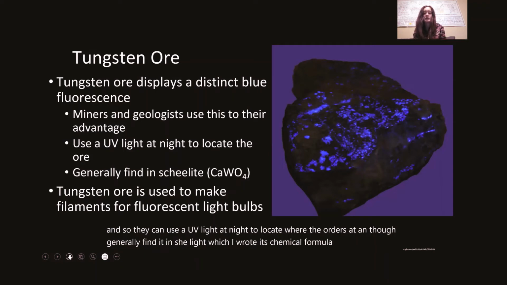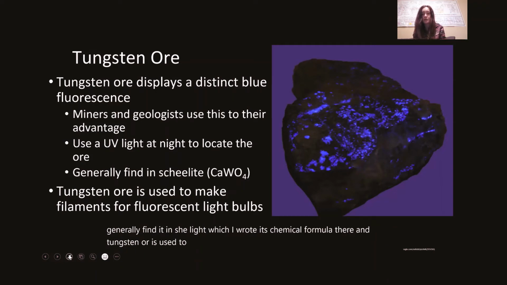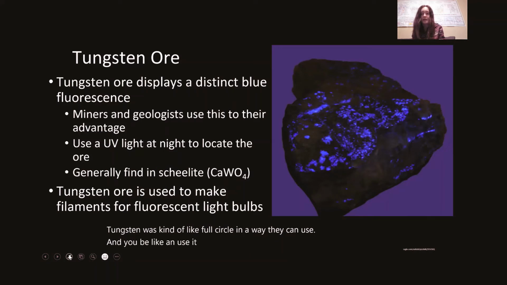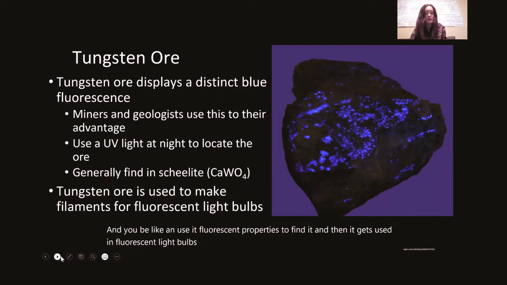And tungsten ore is used to make filaments for fluorescent light bulbs. So tungsten ore is kind of like full circle in a way. They can use UV light and use its fluorescent properties to find it, and then it gets used in fluorescent light bulbs. So full circle with tungsten ore.